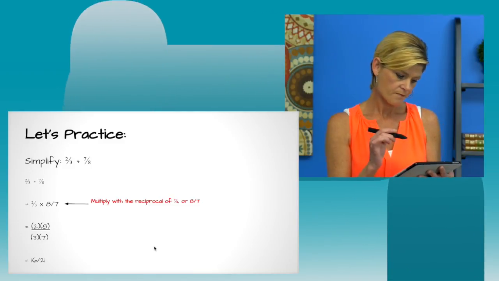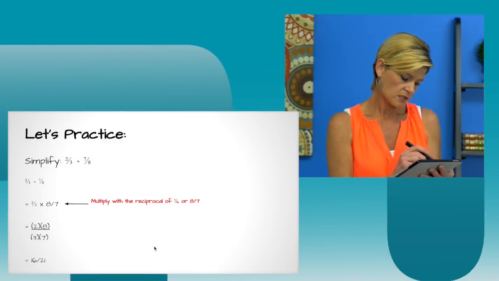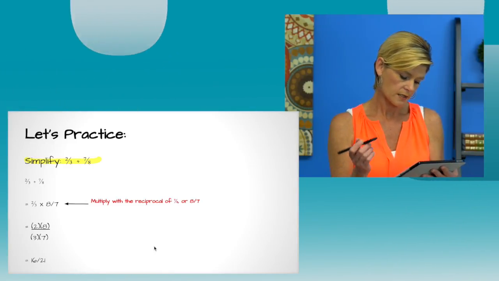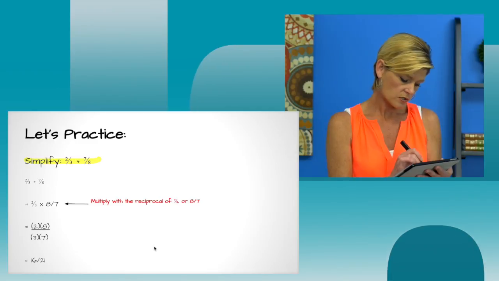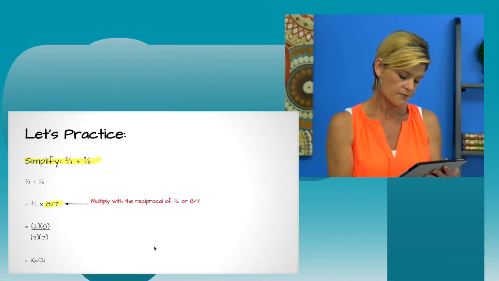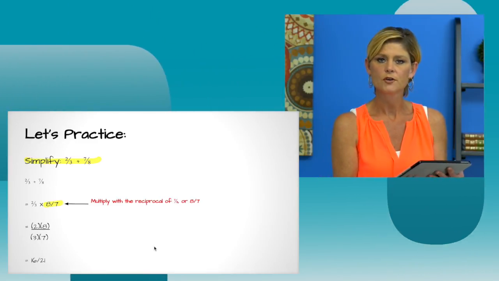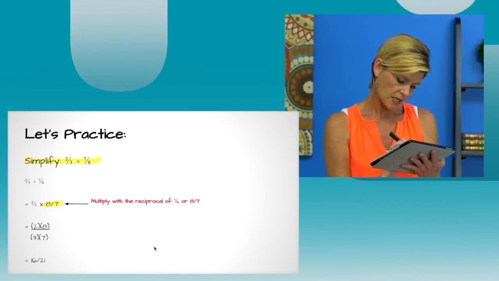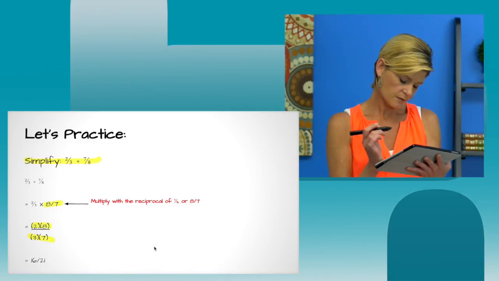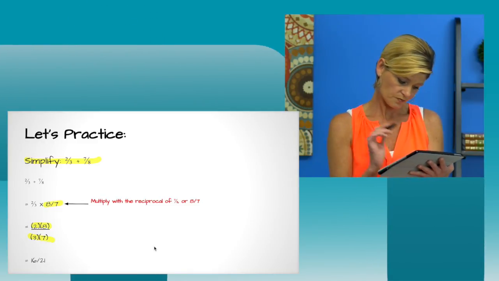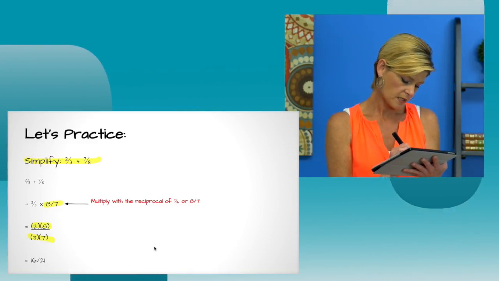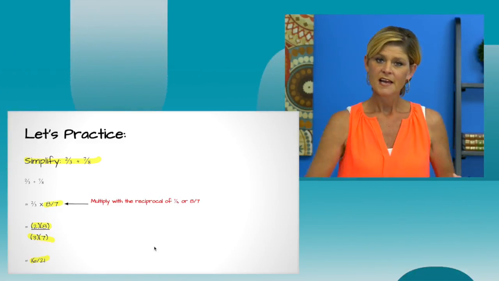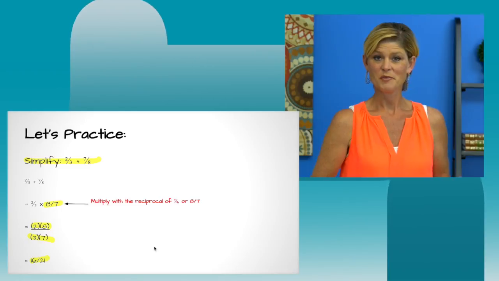So let's give it a try. Our question says simplify 2/3 divided by 7 over 8. The first thing we have to do is switch our second fraction, find the reciprocal of 7 over 8, which is going to be 8 over 7. Then we multiply 2 times 8 in the numerator and 3 times 7 in our denominator and solve. 2 times 8 is 16 and 3 times 7 is 21. And that's as easy as can possibly be.